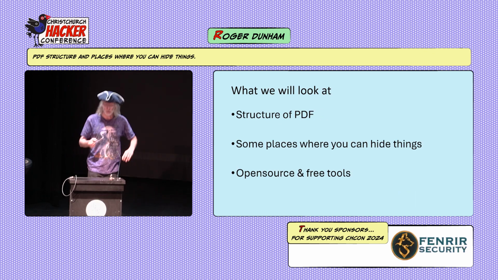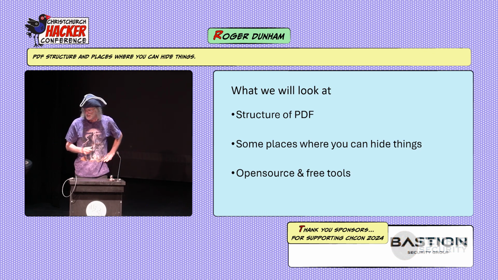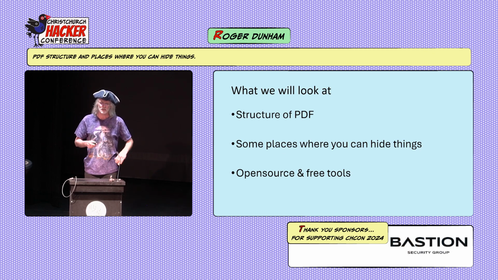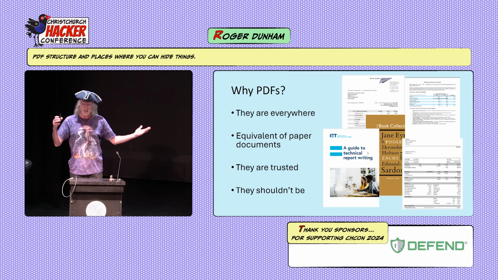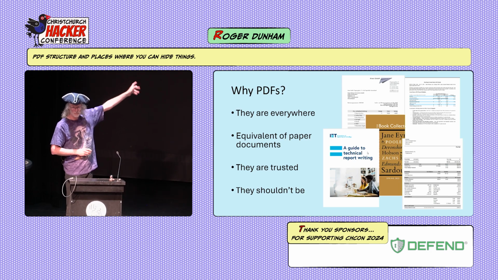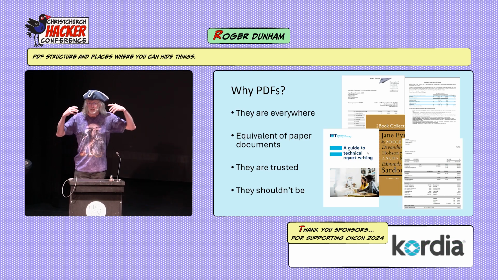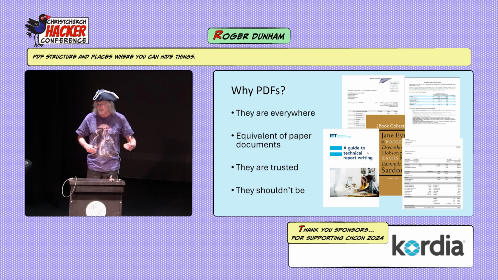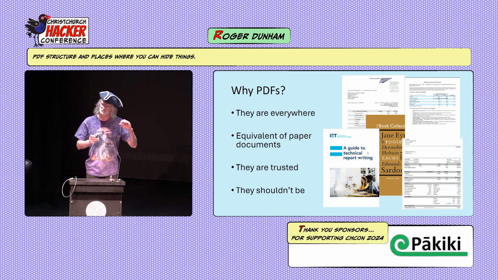So what we're going to look at today is the structure of PDFs generally as a format, some of the places where you can hide things, and you will know many more, and some open source and free tools that are out there. There are some very good paid tools as well, but we won't talk about those today. So why PDFs? They are everywhere. There are trillions. Here are 5 different ones, for invoices, books, pay advices, I like those, and so on. And they are seen as the equivalent of paper, and they're trusted because of that. And they absolutely shouldn't be trusted, at least straight off.